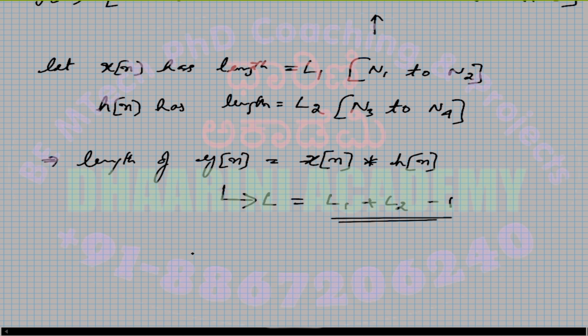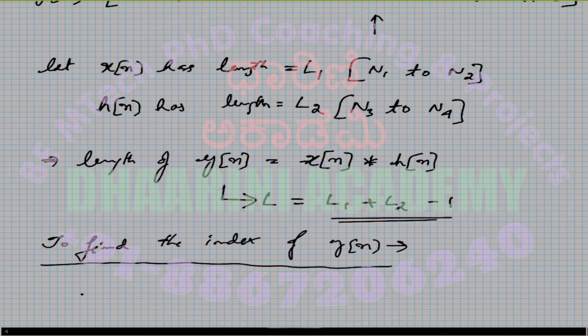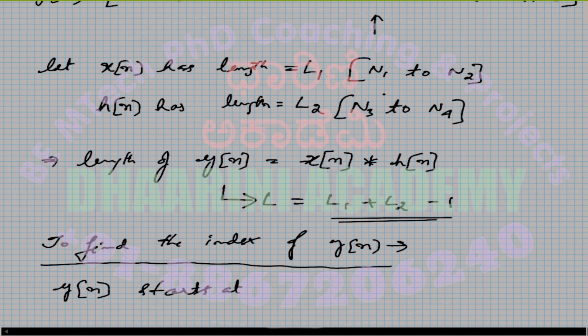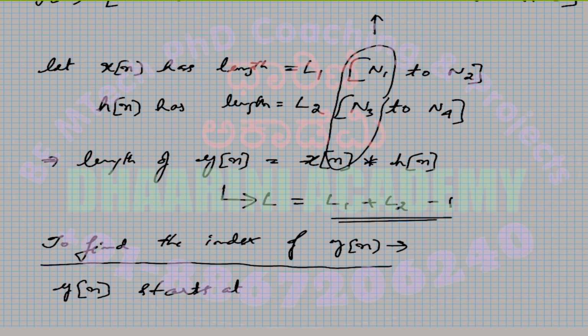So you got that, right? So this is fine. And also I can actually find the index, in the sense where y of n begins and where y of n ends, right? So the y of n starts at, you see, we had the two starting points for both the signals. x1 started at n1, and the x2 started at n3. So the y of n will start from n1 plus n3.